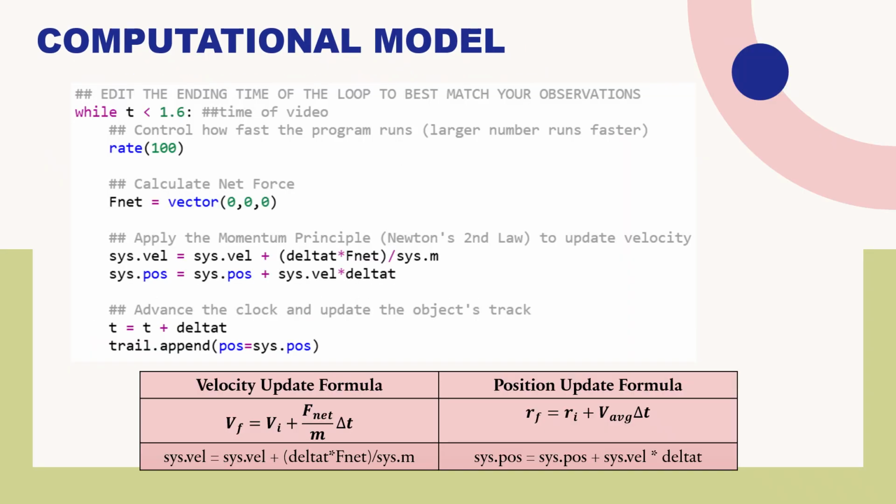In the computational model, this is more code that I used to update the velocity and the position using a while loop, and I put my t up to 1.6 seconds as that's the time of the video. Fnet we left as 0 as we're assuming there are no net forces acting on the object. And then we applied the momentum principle using the velocity update formula and the position update formula that we looked at earlier. In the table down below, you can see the comparison between the coded version of that formula and the formula written out. And then we also had to update the time to update the object's track.